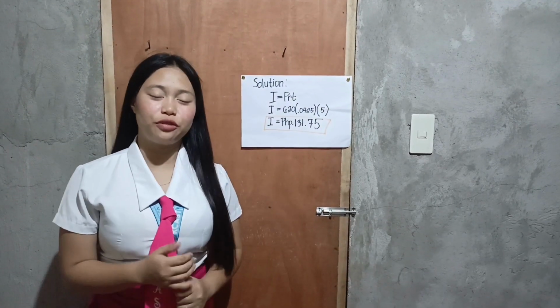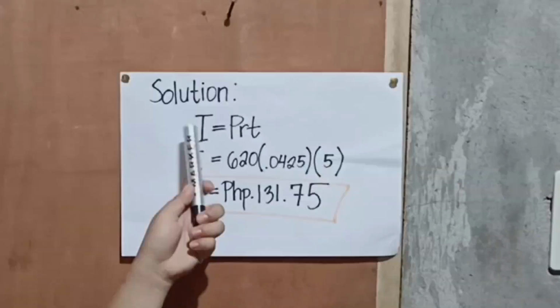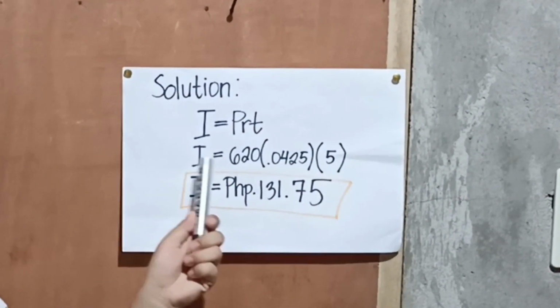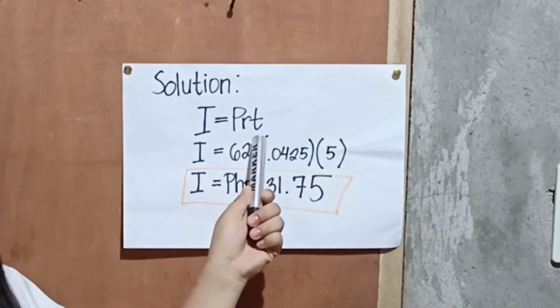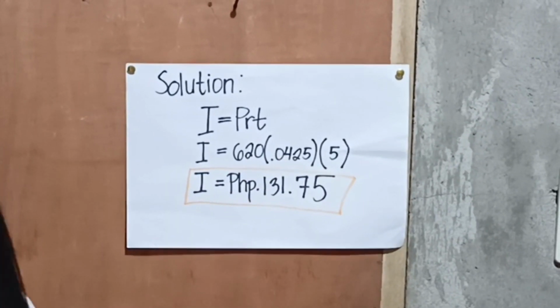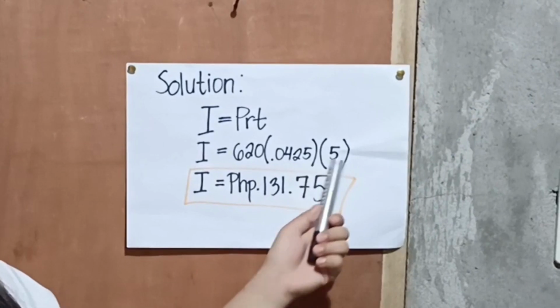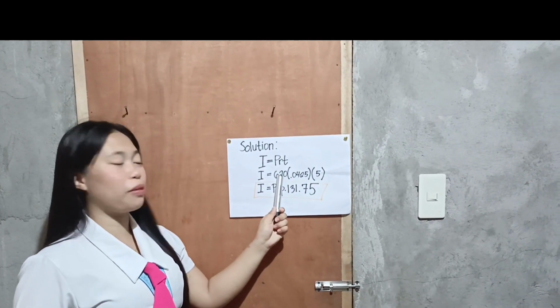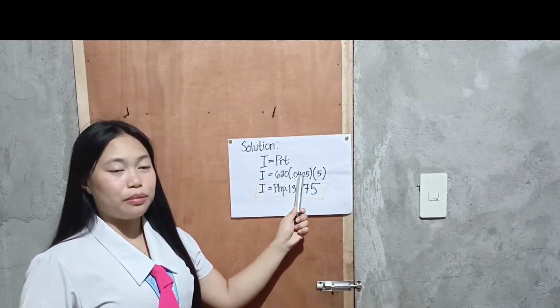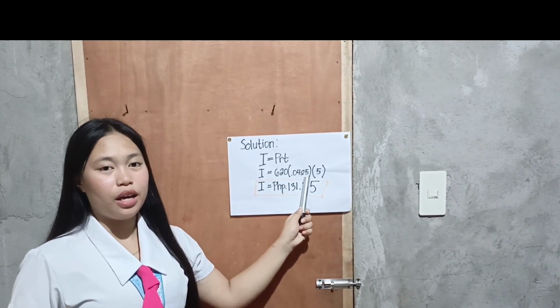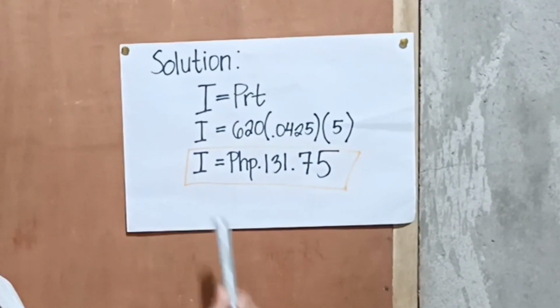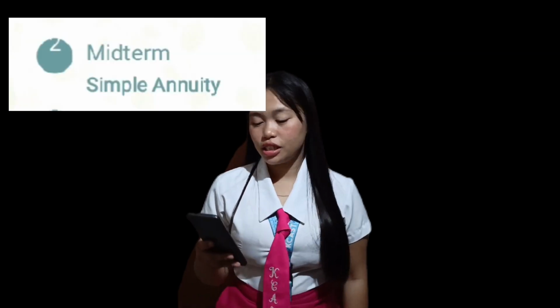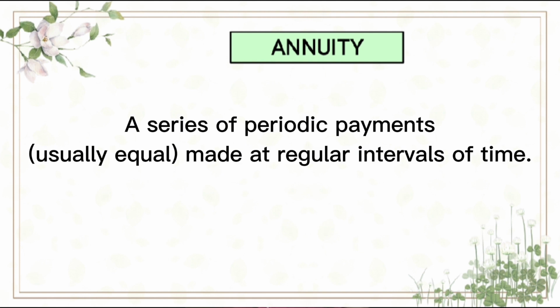And this is the solution from the given I showed you earlier, where I = PRT, and P is equal to 620, times the value of R, 0.0425, and the value of T is equal to 5. And now, let us multiply 620 times 0.0425 and times 5. And now, I is equal to 131.75 pesos.